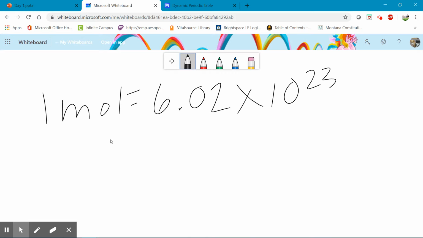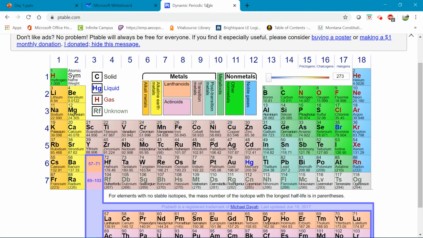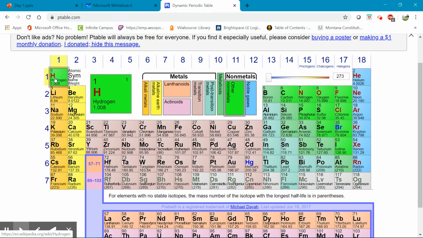But going back to gram formula mass, or molar mass, it is the mass in grams of 1 mole of any element. So it's mass per mole, or grams per mole. And the cool thing about the periodic table, this is another one of those nerdy moments that Mrs. Ayler has, is that no matter what element you're looking at, let's take hydrogen, for example. I actually just want to look at the symbol here. Hydrogen has a mass of 1.008.